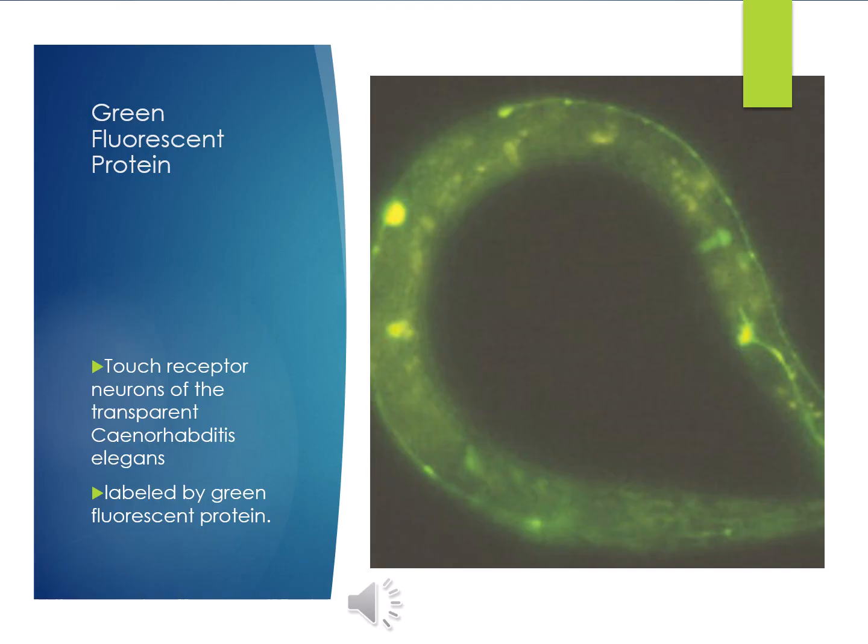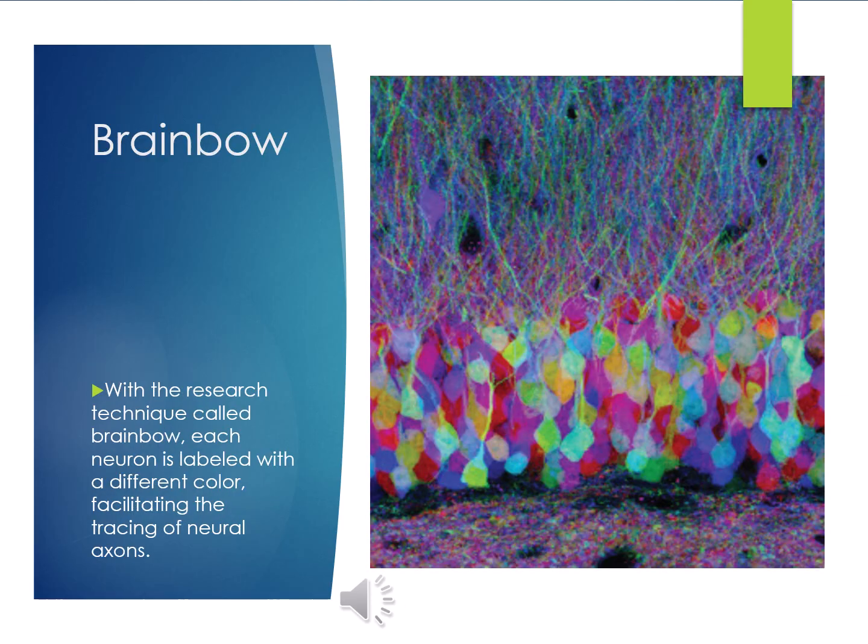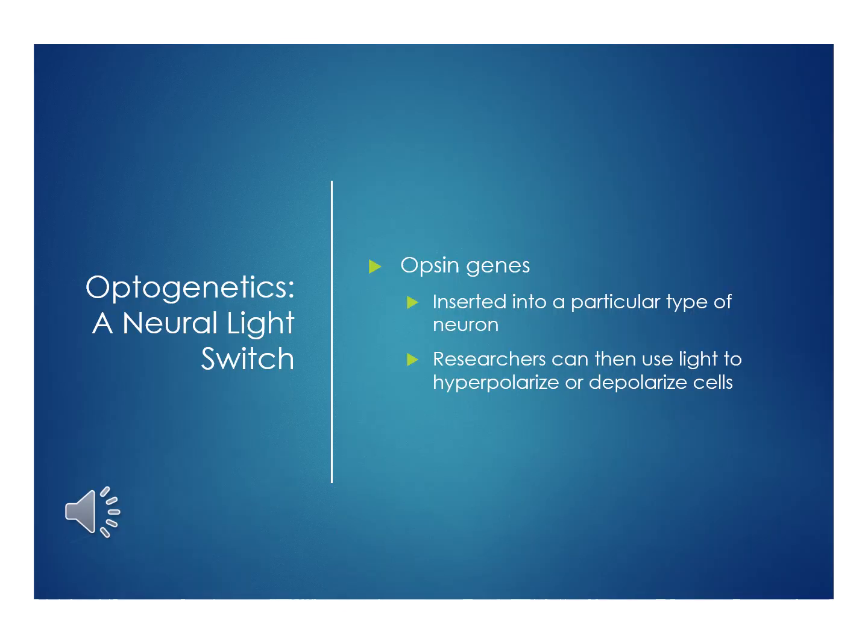This is just a photo that shows touch receptor neurons that are labeled by proteins in fluorescent green. This photo shows the neural axon, which is traced in different colors. Opsin genes are inserted into a particular type of neuron, and scientists can use light to hyperpolarize or depolarize cells.